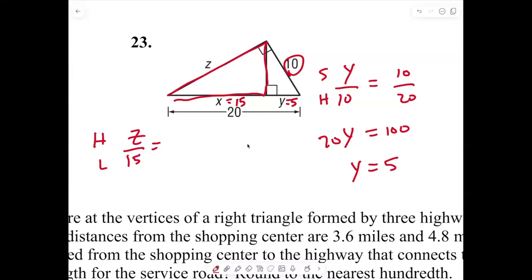So I have hypotenuse and long leg. So what's the hypotenuse and what's the long leg? 20 over z. Z squared equals 300. So z is 10 radical 3. How's that? That's not bad.